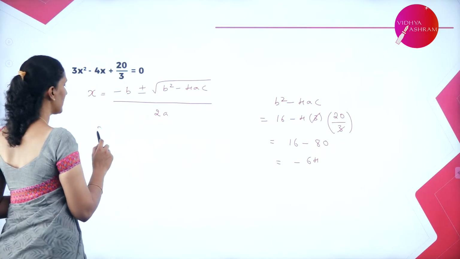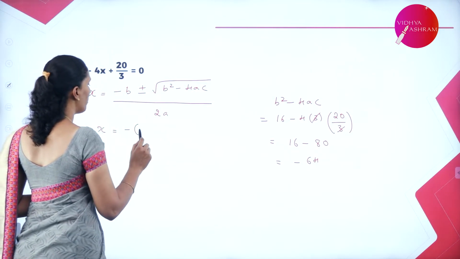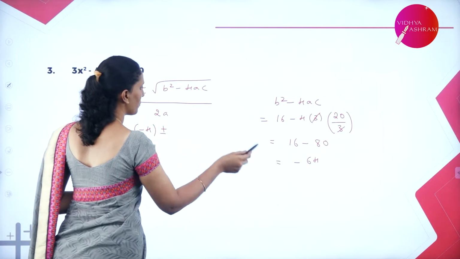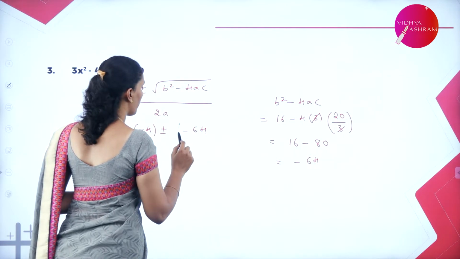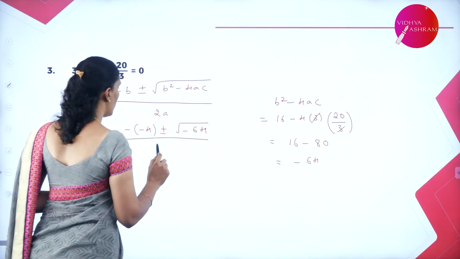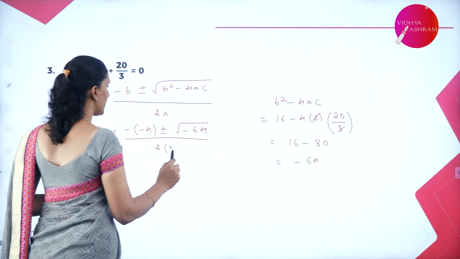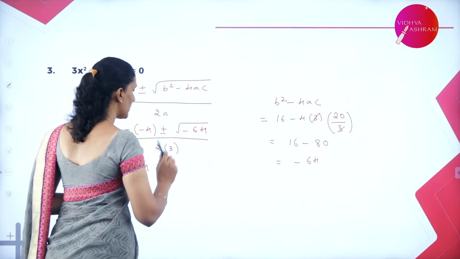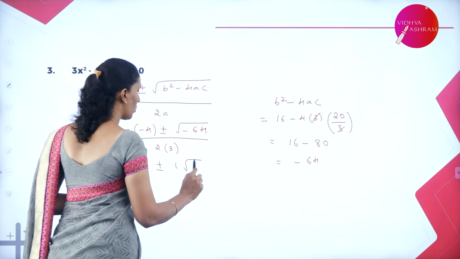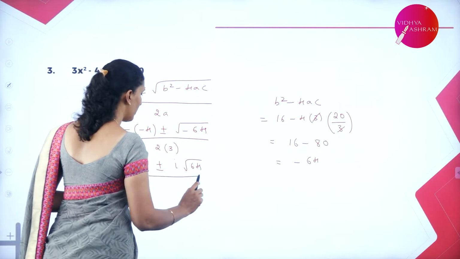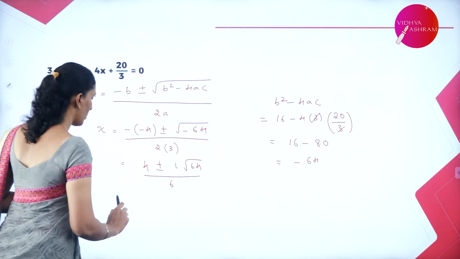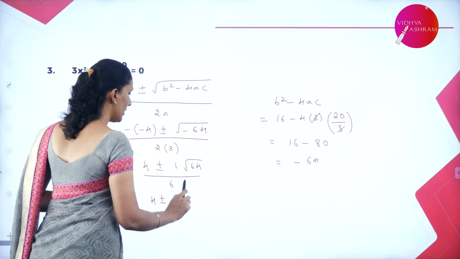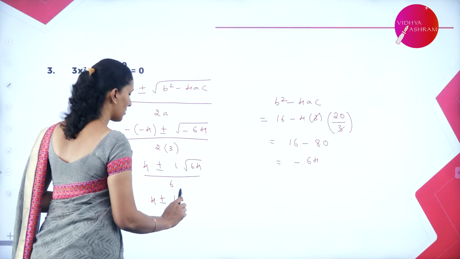So next we have x is equal to minus of minus 4 plus or minus root of the discriminant, and we have solved it. The value is minus 64 whole divided by 2 times the value of a, which is 3. So it is 4 plus or minus root of 64 can be written as i root of 64 whole divided by 6. So now x is equal to 4 plus or minus i square root of 64, which is 8, divided by 6.